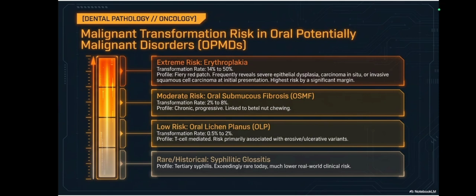Oral submucous fibrosis and lichen planus. OSMF has a transformation rate of 2 to 8%, whereas oral lichen planus has a very low risk, 0.5 to 2%. While leukoplakia is more common, erythroplakia is significantly more dangerous.